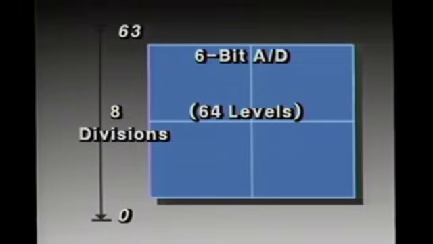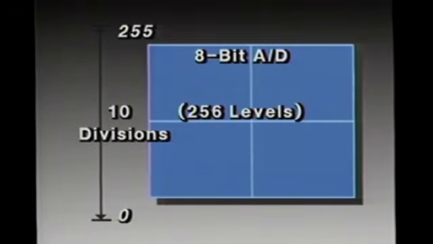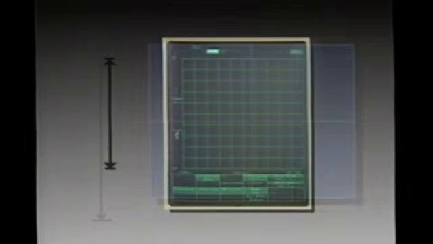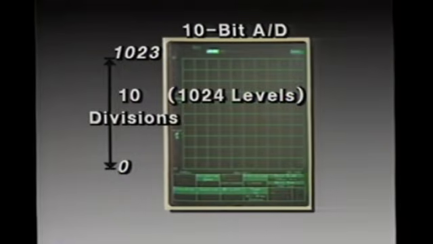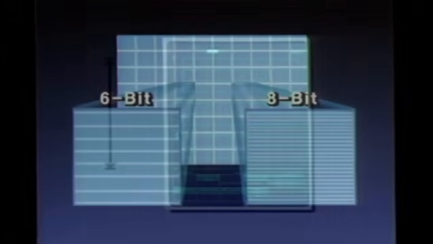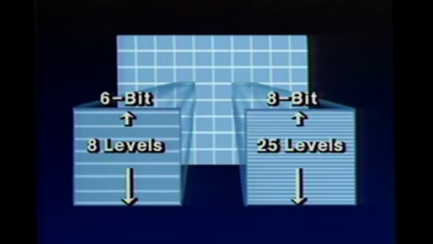In decimal numbers, this means that 6-bit DSOs can resolve 64 discrete vertical levels, typically specified for 8 divisions. By comparison, 8-bit DSOs can resolve 256 discrete levels, typically specified for 10 divisions. 10-bit DSOs can resolve 1,024 discrete vertical levels, typically specified for 10 divisions. Comparing 6-bit resolution to 8-bit resolution over one division, we find that 6-bit A to D converters distinguish 8 levels per division, while an 8-bit A to D converter distinguishes 25 levels.